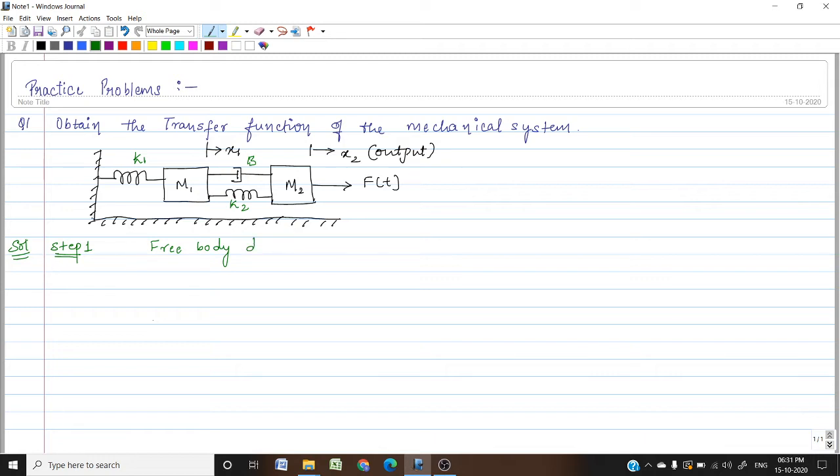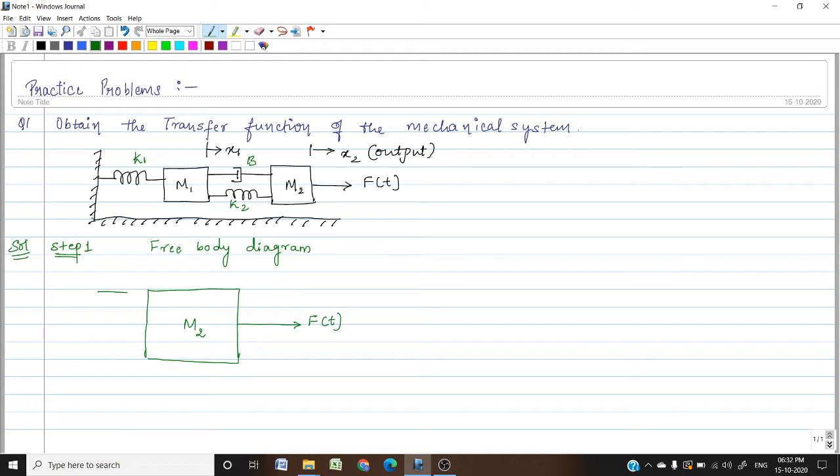Free body diagram. Since we have two masses, M2 and M1, we will start with M2 because that is where the input force is applied. You can start from M1 also, not an issue. From the free body diagram, we actually get all the forces acting on the mass. So one is the input force, which is towards right. It's given by F of t.